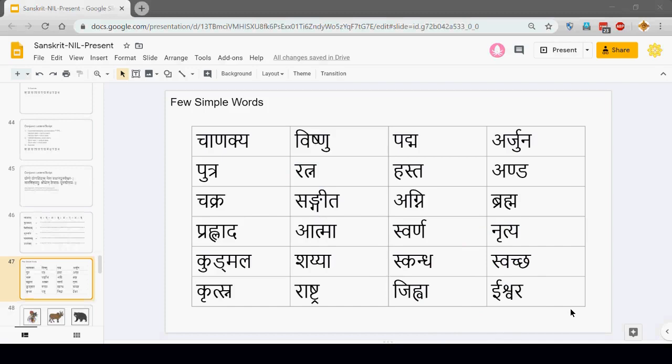Chanakya, Vishnu, some person's name. There are meanings also, but we'll come to that later. Padma. Padma is lotus, flower. Arjuna is also some person's name, but it also means silver. And Putra. Putra is son, like S-O-N. Ratna is diamond. Okay, next one.